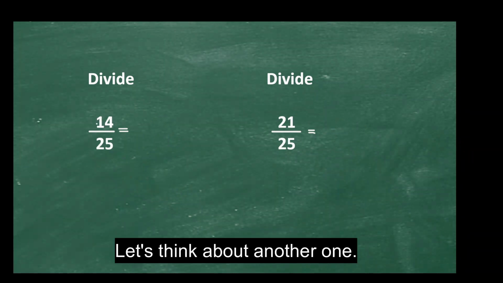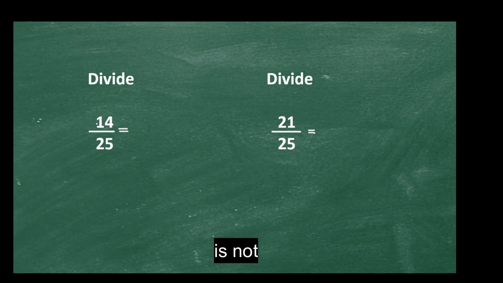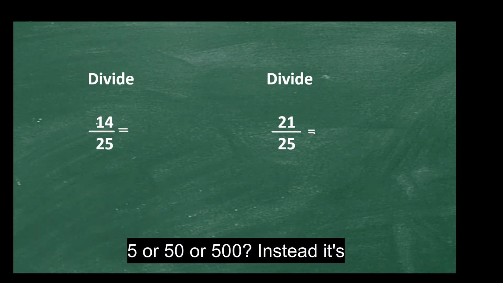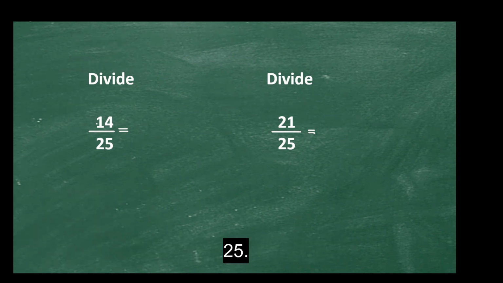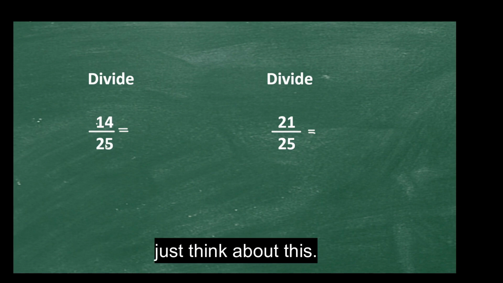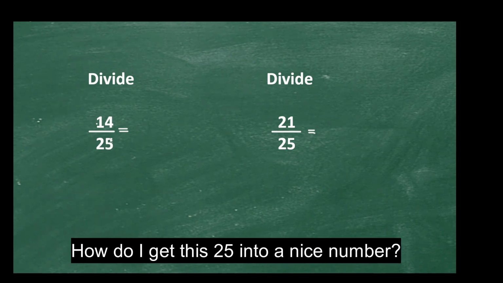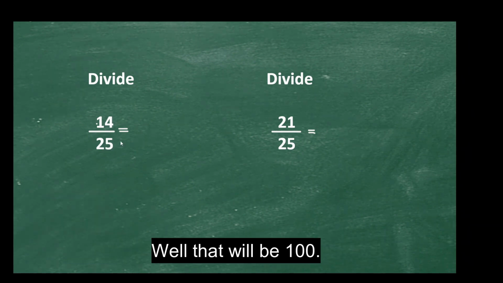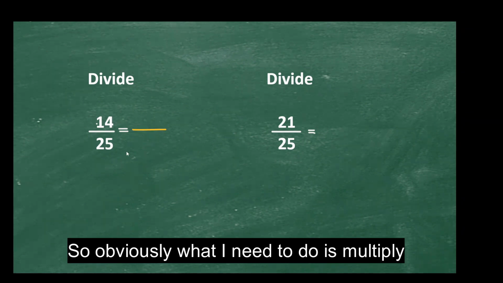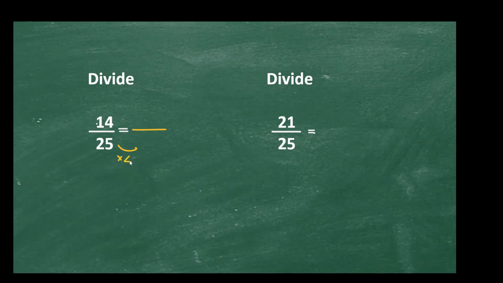Let's think about another one. What if the one you are dividing by is not 5 or 50 or 500? Instead, it's 25. Now, just think about this. How do I get this 25 into a nice number? Well, that would be 100. So obviously, what I need to do is multiply this one by 4.